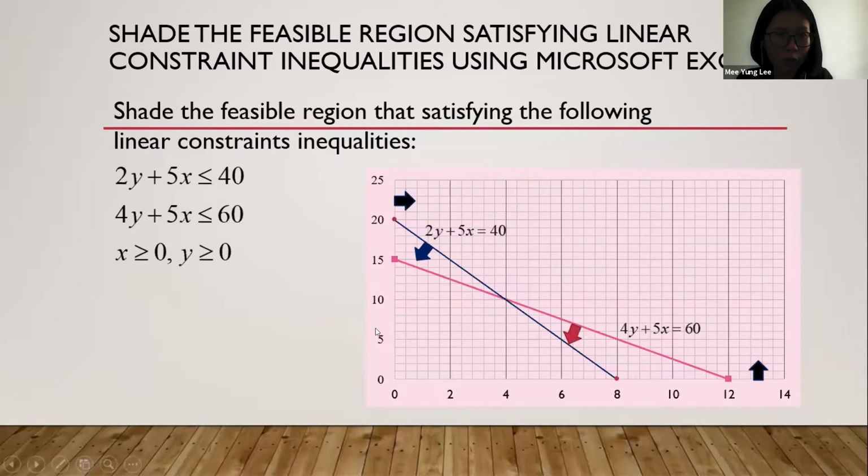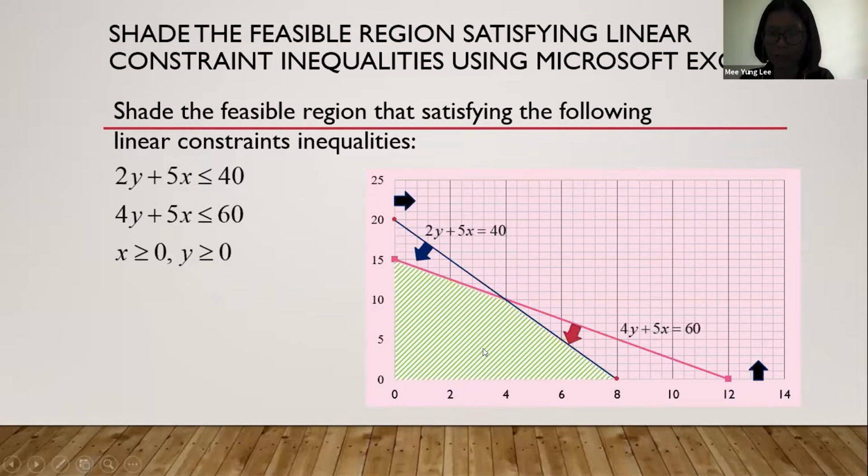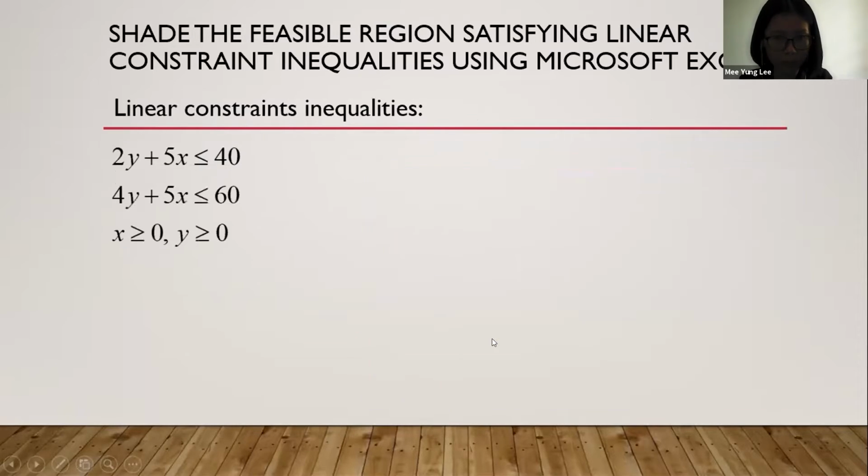Okay, so the feasible region, or the region that fulfills all these 4 constraint inequalities, will be a closed area here. Okay, so this is the area. All right, so we'll be using Excel for drawing the straight lines and then doing the shading. All right, so this is the feasible region for your information.